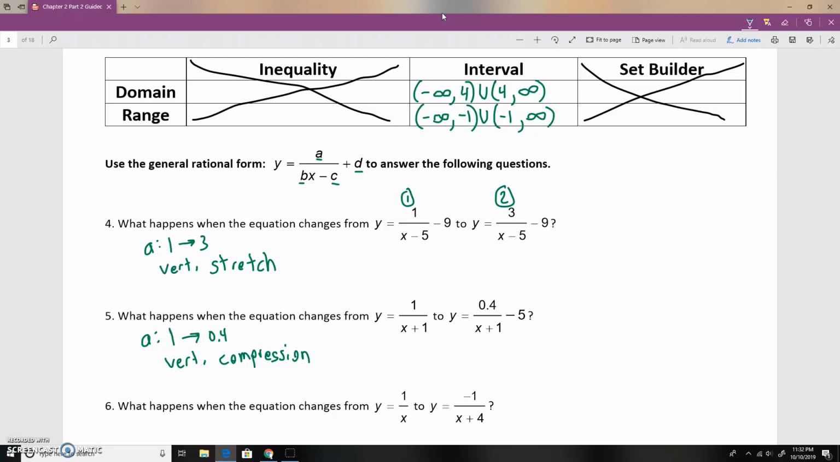Okay, we've got one other value changing here. We've got our d value. Our d value, from a 0, there's no d value here. Okay, there's a +0 there. It's changing from 0 to a -5. All right, if you remember, a negative on the d value or subtracting on the d value is a shift down. So it's shifting down 5.